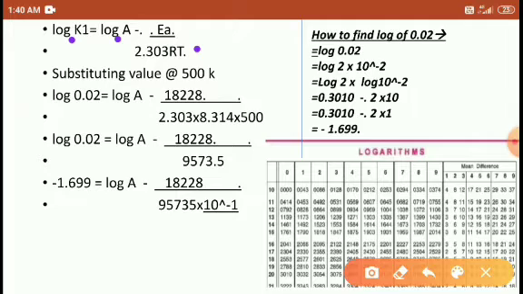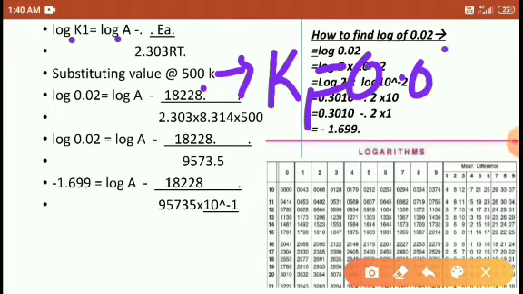Right, students? Okay, we substitute the values for log K1, log A, and Ea by 2.303 RT at 500 Kelvin. The K1 is 0.02, so we substitute 0.02 and the temperature is 500 Kelvin.